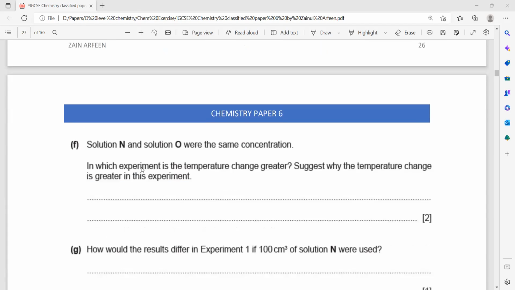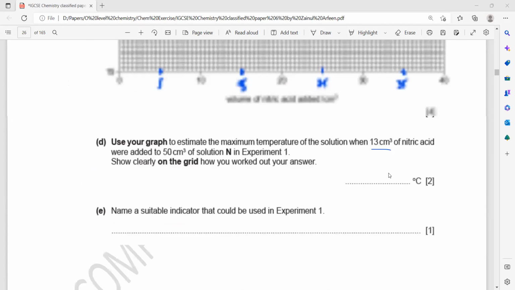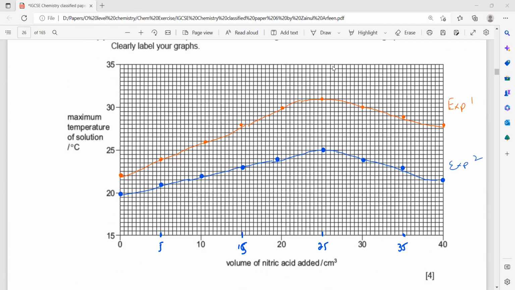The next one: solution N and O were the same concentration. In which experiment is the temperature change greater, and suggest why the temperature change is greater. In which experiment is the temperature change greater? Experiment 1. So in experiment 1, the temperature change is greater. What might be a reason for that, to have a greater temperature change? Any indicator is acceptable. I mentioned phenolphthalein. You can mention methyl orange, that is acceptable.